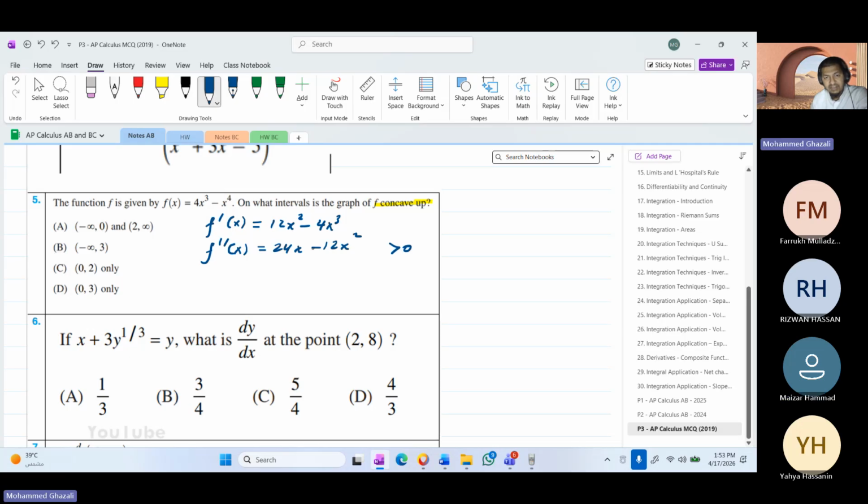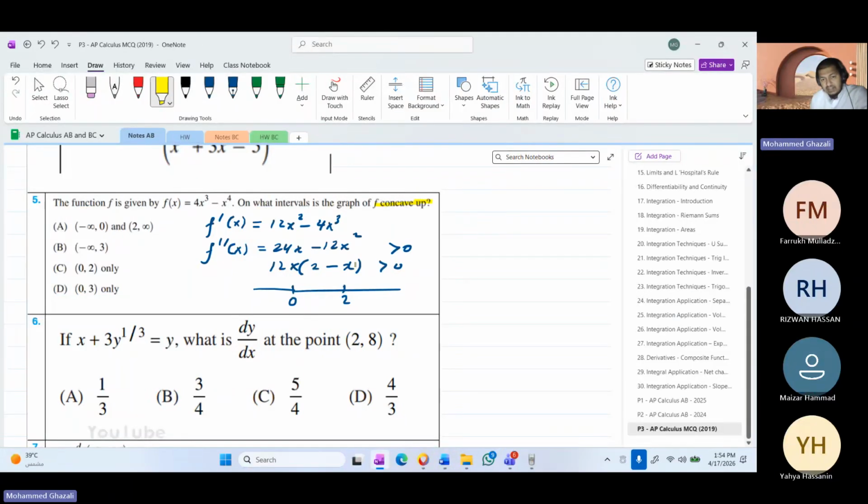How do we solve this inequality? We take out the highest common factor, which is 12x. We are left with 2 minus x greater than 0. Now draw a number line and put all the zeros, the critical values, on the number line. So that's a 0 there, and that's a 2. Why 0? 12x, 12 times 0 is 0. We're looking for the zeros of this function.